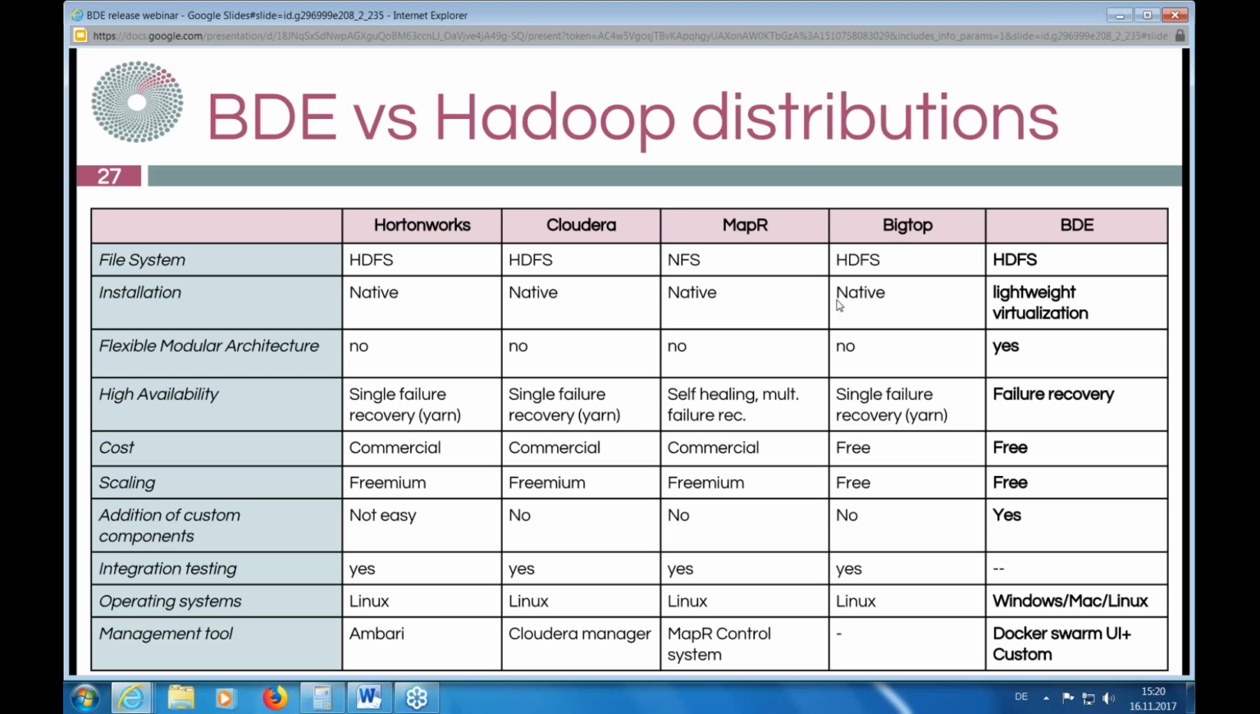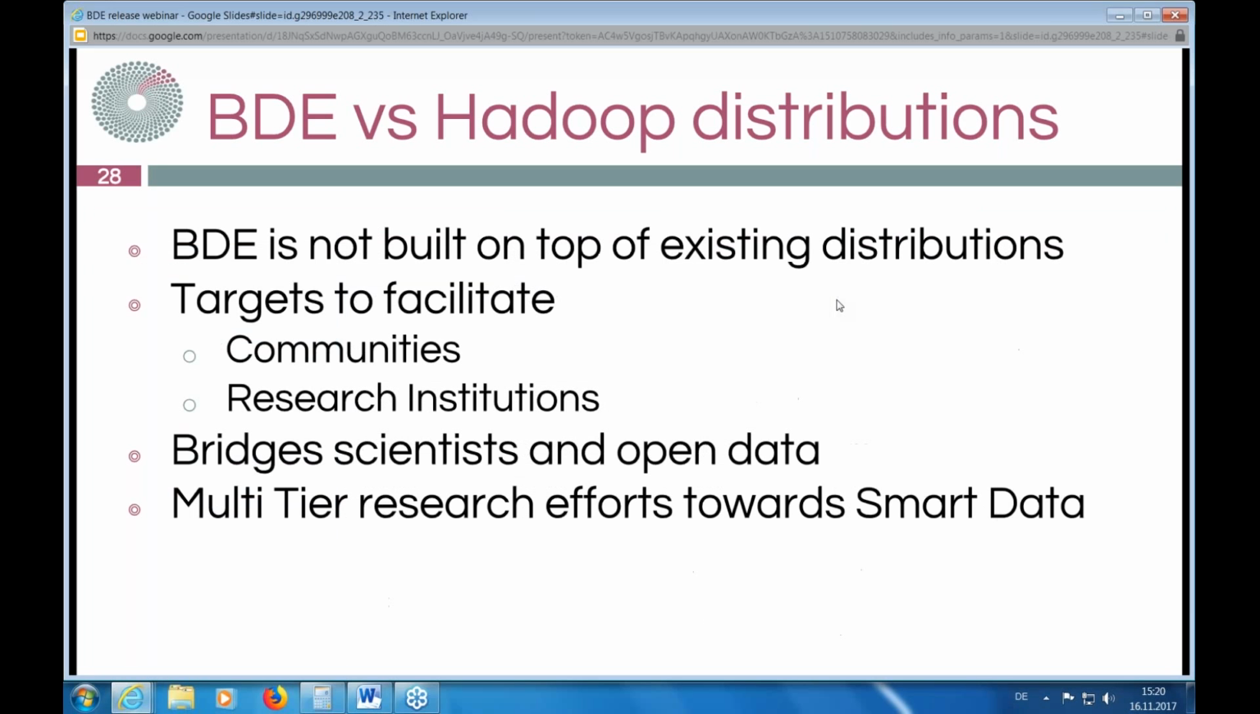It is free of cost. It has scaling that is offered by Docker Swarm itself. It works on many different distributions of Windows, Mac, Linux, because of the use of Docker. And for management, we offer Docker Swarm user interface and some custom interfaces.